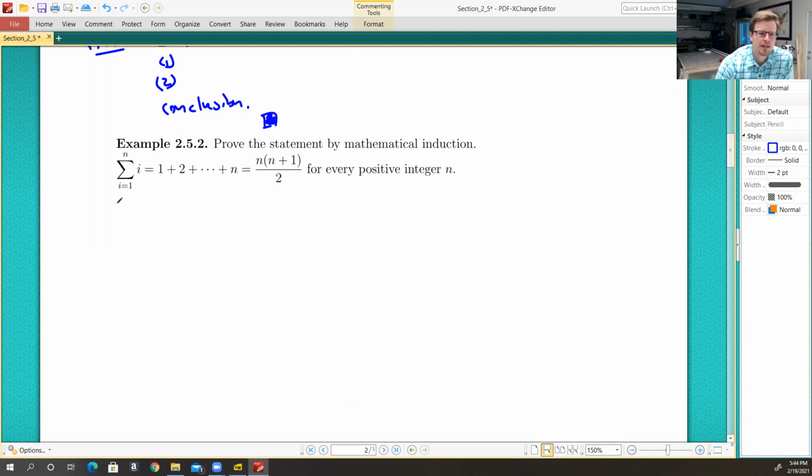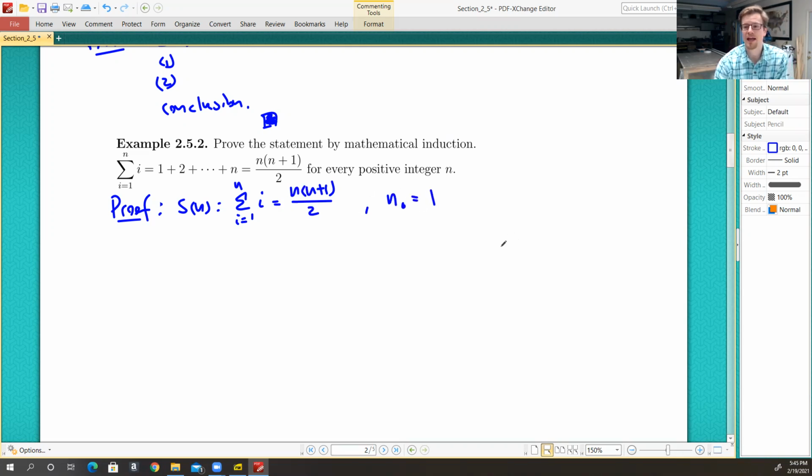All right. So we have a proof by induction, and the statement in this case is that the sum of the integers from 1 to n, the sum of i from 1 to n, is equal to n times n plus 1 divided by 2. And this is for any integer greater than or equal to 1, right? Because it's for all positive integers. So our base case is going to be when n is equal to 1. All right, so our base case.